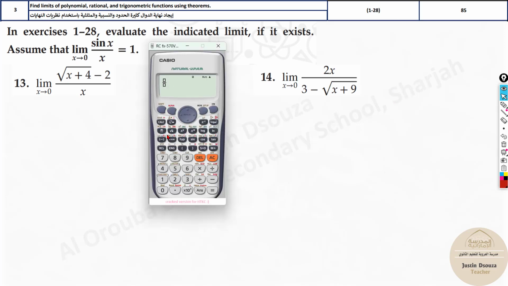Just type it out. Square root of x plus 4 and take it out, minus 2, divided by x. Now here calculate at x equals 0.0001. Let me start with always minus. I like to go from the left side to the right side. It's 0.25, it's a quarter.